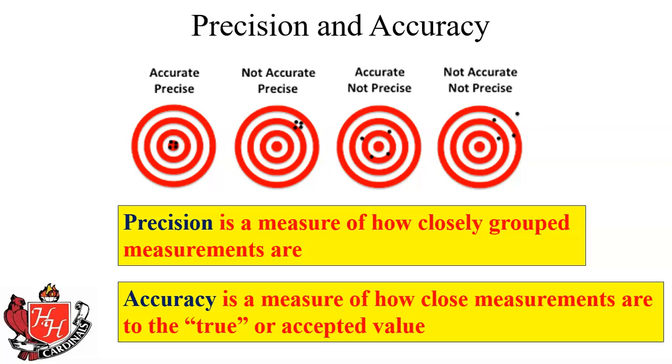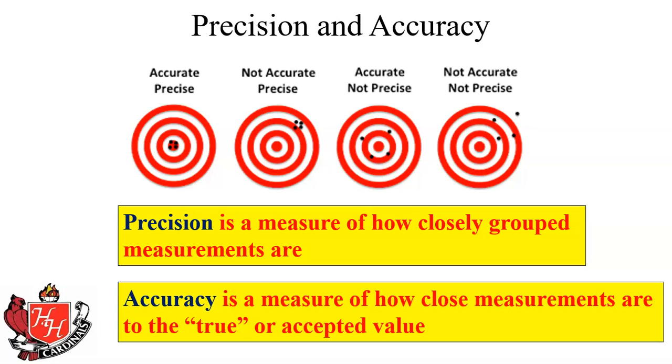If you look at the second one, that's precise. They're grouped closely together, but it's not accurate. That would be an example of the shooter being a good shooter, but his gun isn't calibrated properly. The sights on the gun, the things that he uses to aim the gun, are off. They're crooked, maybe. So he's hitting the same spot all the time, but it's not the right spot. And that would be more the fault of the gun, not of the shooter.